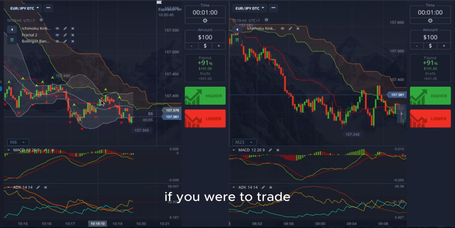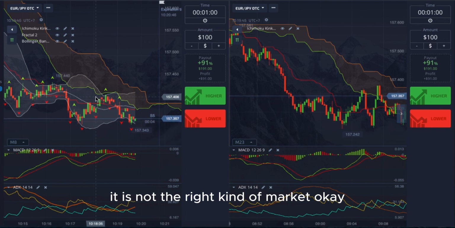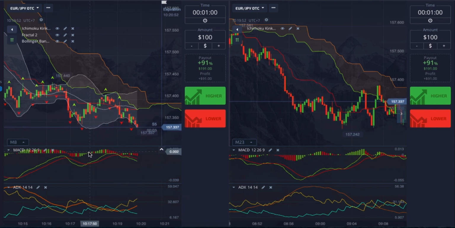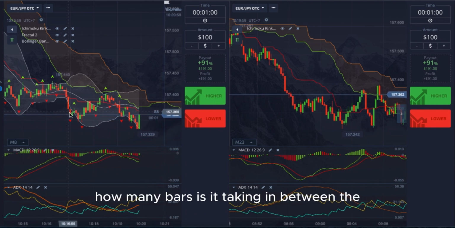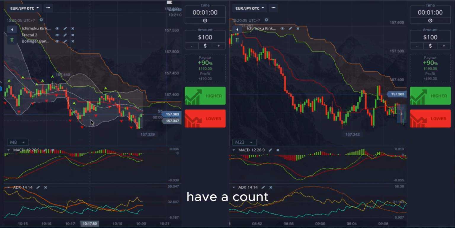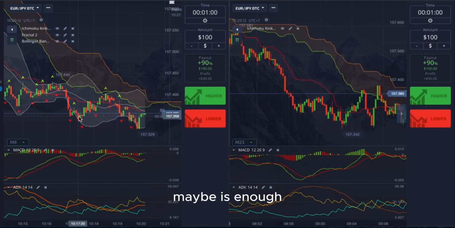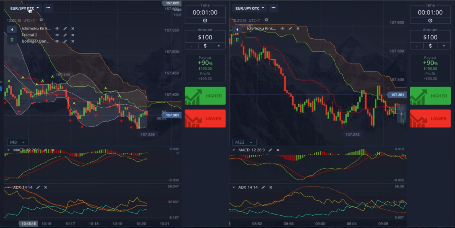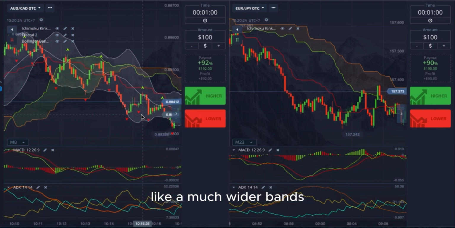But let's say if you were to trade this kind of scenario on a reversal, it is not the right kind of market, for various reasons. The volatility is low, the MACD has very little movement, the swings are very short. Have a look, how many bars is it taking in between the swing up and the swing down? Have a count. Is that enough for you to win the trade? Maybe if you went in on this one, maybe it's enough. But the range is not very big, so would you have a clear victory? So would you be better off looking at something else where you had much wider bands?